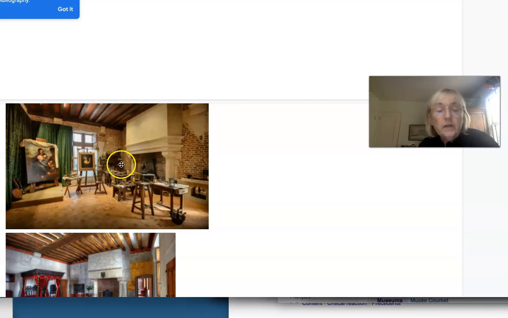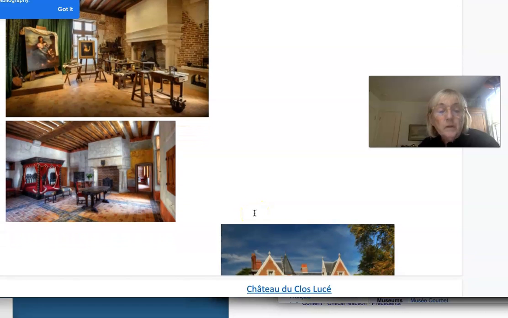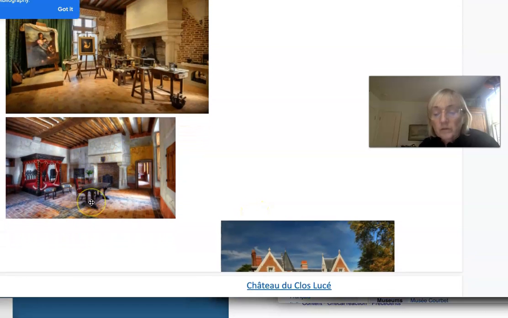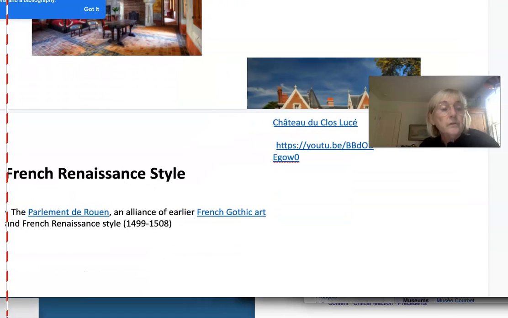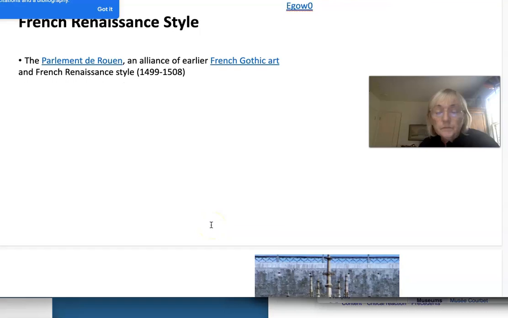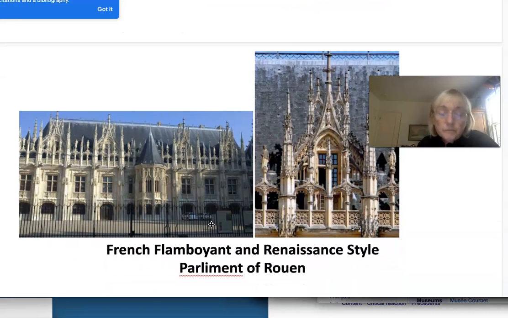You can see the very heavy fireplace surround, open beam ceilings, a different heavy Renaissance furniture. This is not a very good slide to show you, sorry. But the French Renaissance is still very much Gothic in its ornamentation and its verticality. So you can see this in the Parliament building of Rouen.